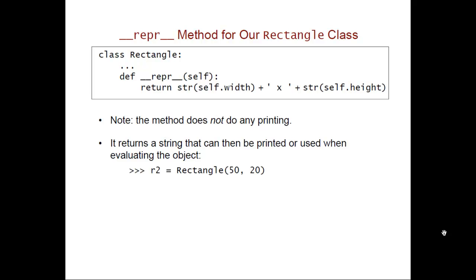But if I have my rectangle object, when I now go to print it, I am going to see something useful because I'm going to see the string that was created by this __repr__ method. And you can see in this case it's the width of the rectangle, which is 50, followed by this string, space x space, followed by the height. And so we get the dimensions, which is a useful thing to see when you print the rectangle. And this method also will get called when we just evaluate the object from the shell.